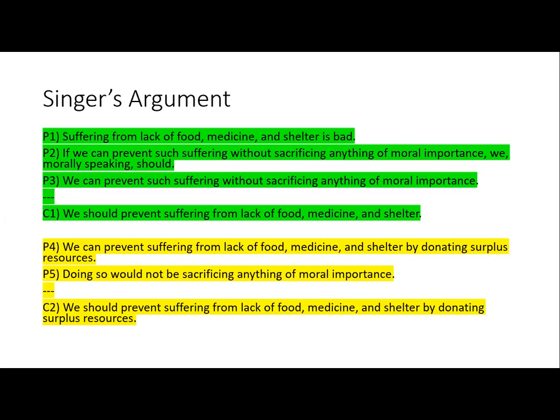So this is supposed to be support for the second premise, right? If we can prevent such suffering without sacrificing anything of moral importance, we morally speaking should. This is the drowning child case. Why think that that's true? Well, because we have this intuition when we think about the case that, yeah, you ought to wade in and help the child, even though you're going to ruin your shoes or whatever. Premise 3: we can prevent such suffering without sacrificing anything of moral importance. Okay, why believe that?